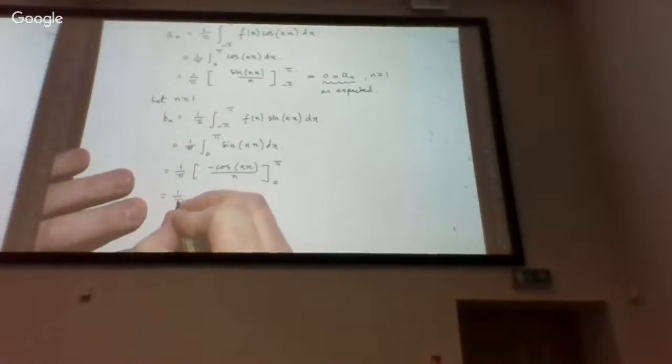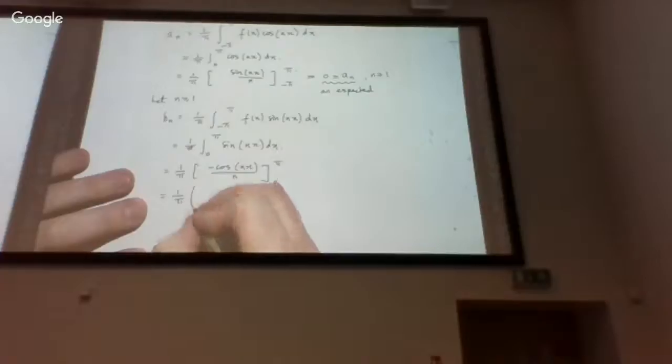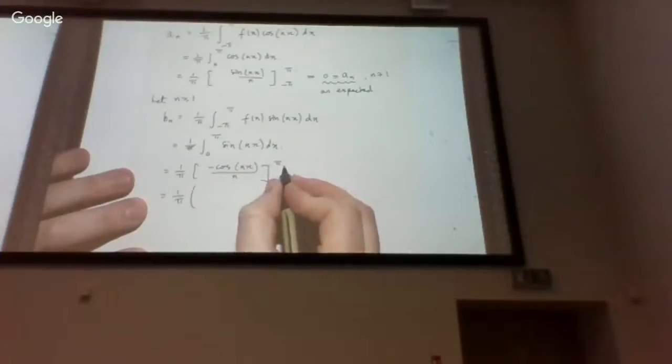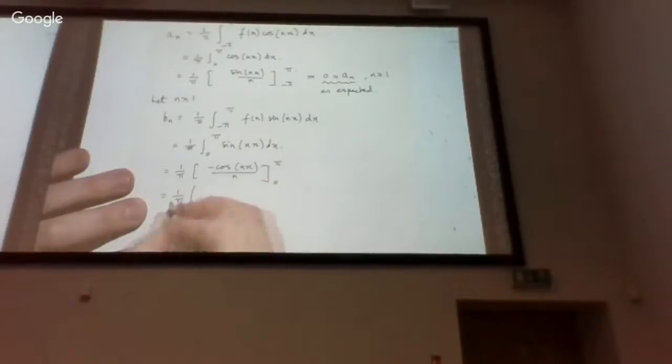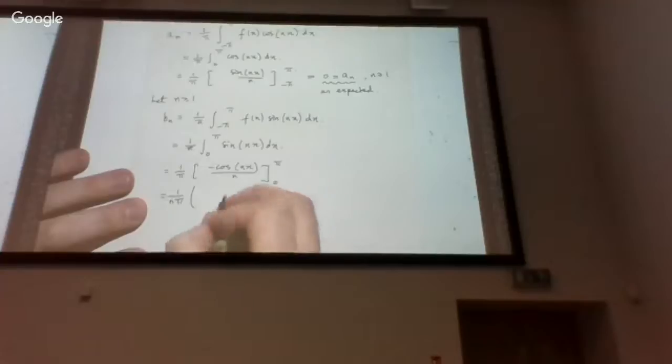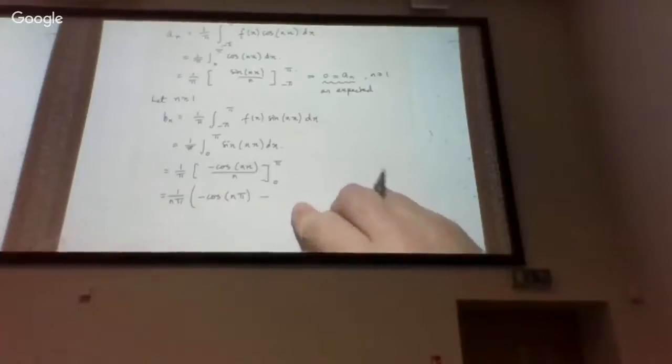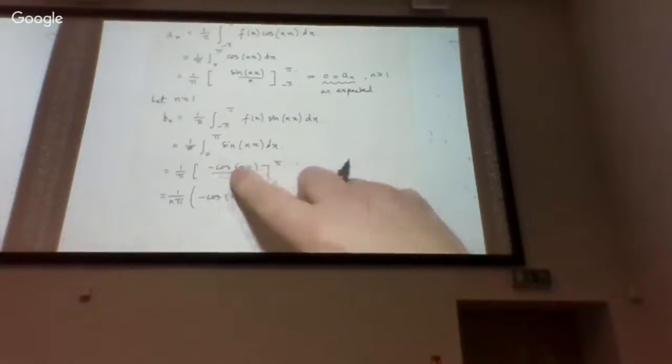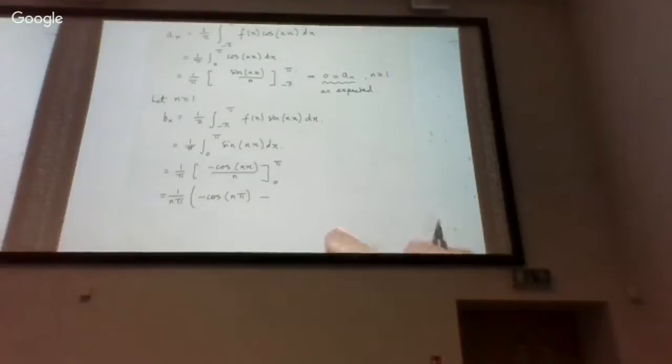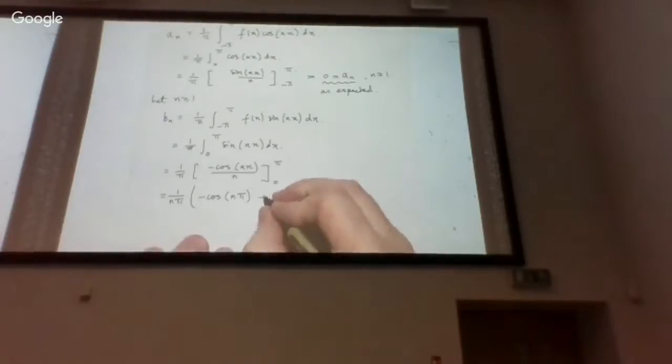So we've got 1 over pi. When you evaluate this, let's bring the n outside as well: 1 over n pi. And we've got minus the cosine of n times pi, minus what we get when we evaluate the cosine at 0. The cosine at 0 is just 1. So what is it? It's minus minus 1, so it's plus 1.